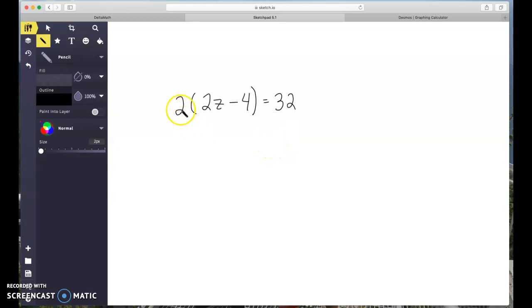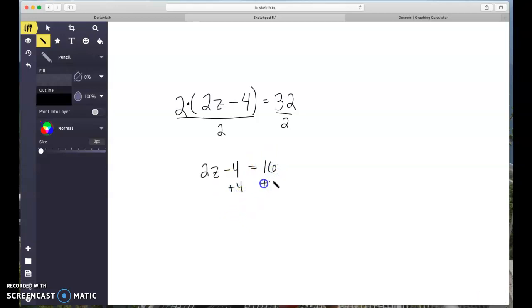So I noticed that, hey, my number that's being multiplied over here is a 2, and I've got a 32, which is even. So instead of doing my distribution, I could divide, right? Because that's an inverse operation. I could divide both sides of my equal sign by 2. I'm left with 2z minus 4. 32 divided by 2 is 16. And then I can solve. It's just a two-step equation from there.